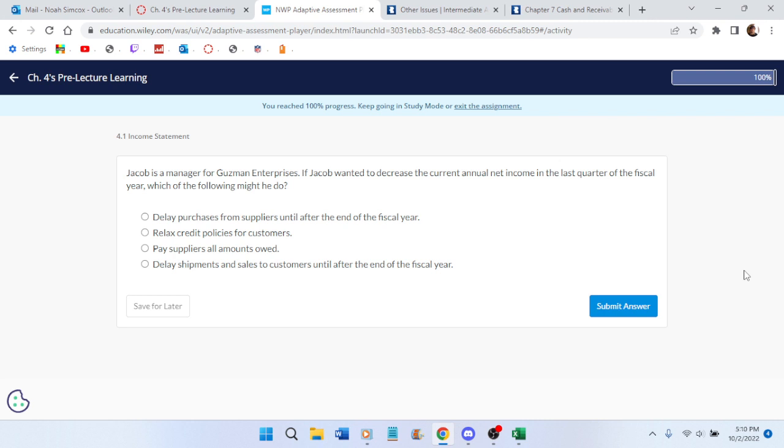you know what's so great about these assignments? The online assignments cover more topics in the textbook than is covered in our actual class. Wait, but this is still from 4.1. It's decrease the current annual net income. Wow. Is this going to be a test question?